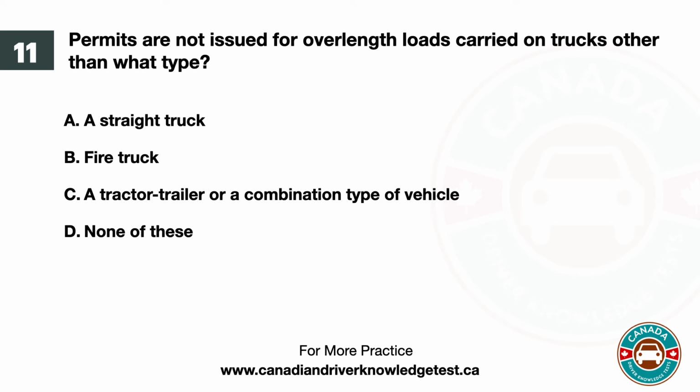Question 11. Permits are not issued for overlength loads carried on trucks other than what type? A. A straight truck. B. Fire truck. C. A tractor trailer or a combination type of vehicle. D. None of these. The answer is C. A tractor trailer or a combination type of vehicle.